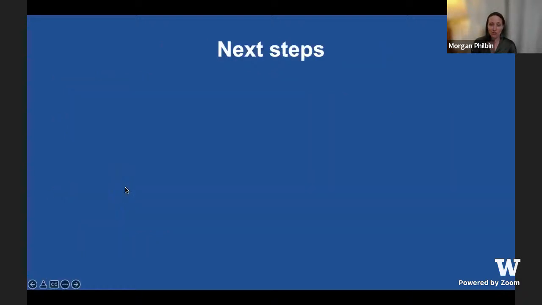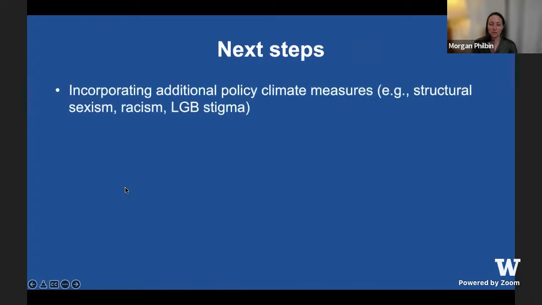So next steps generally with this work is to really think about incorporating additional policy climate measures to try to get at structural intersectionality. So thinking about structural stigma, sexism, racism, things like that. And this aligns with other work I've done that I'm happy to talk about, where we created a measure of structural heteropatriarchy with structural sexism, structural stigma, and LGBT stigma, and preterm birth outcomes.